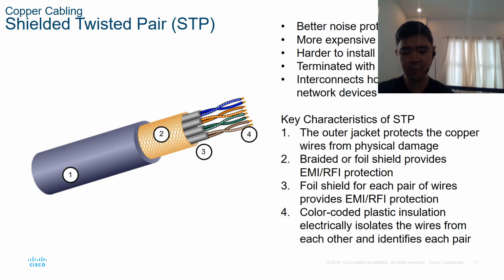Just like UTP, its connector is RJ45, and again, very important, the maximum distance of twisted pair, both UTP and STP, is 100 meters. The color coding is again standard, meaning you can expect UTP and STP to have the same color codings.